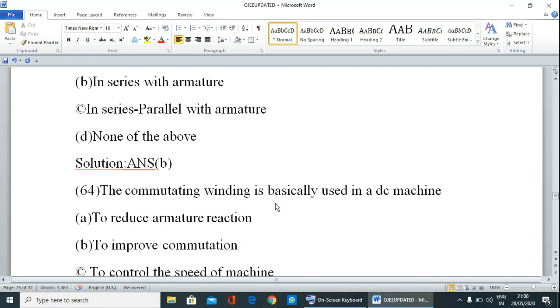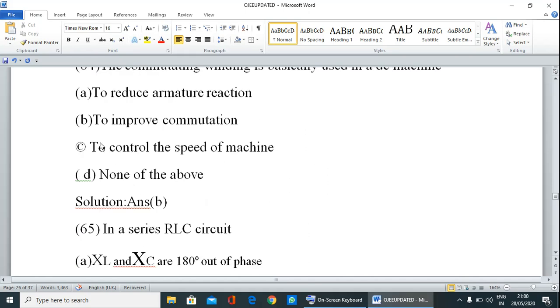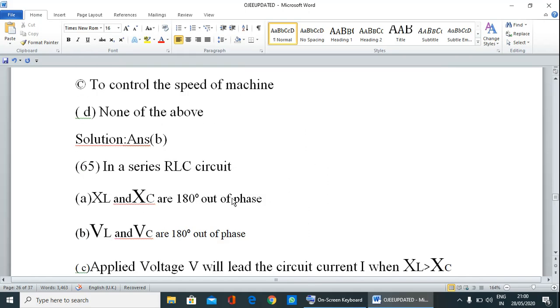Question 64. The commutating winding is basically used in a DC machine to reduce the armature reaction to improve commutation. So the correct answer is to improve commutation. Answer B is the correct answer.